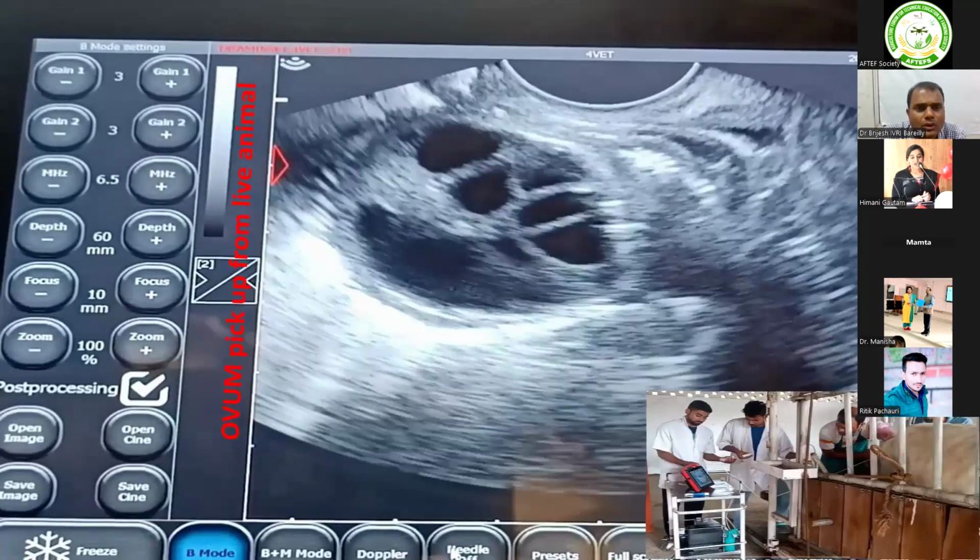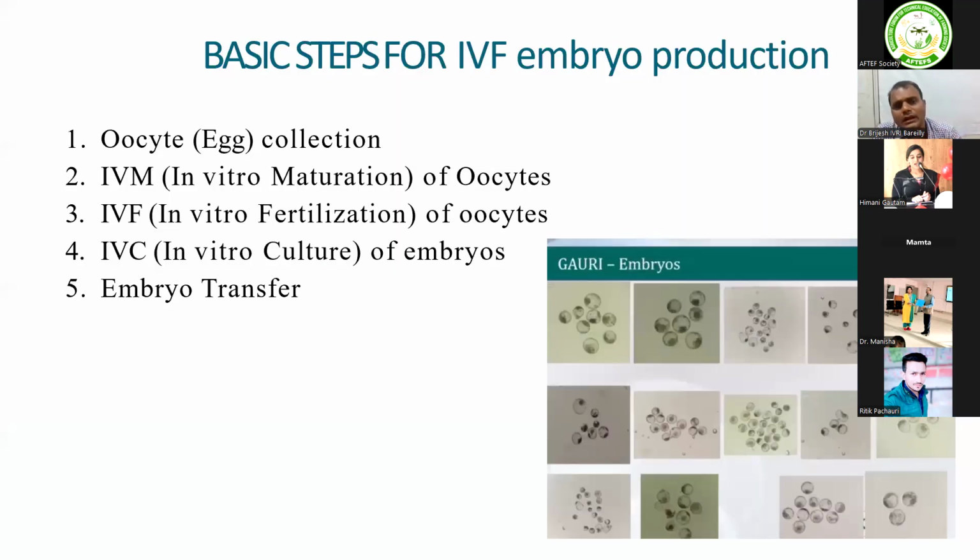maturation process. So for in vitro embryo production, there are some processes: we have to collect the oocytes from the donor animal. Then you have to go for maturation. After that, you have to go for fertilization. Then you have to go for culture, and after culture of 7 days, or 6 days in case of buffalo, you have to evaluate the quality of the embryo, and accordingly you have to transfer or freeze those embryos.